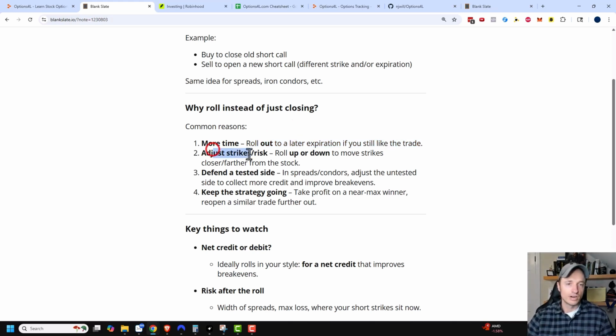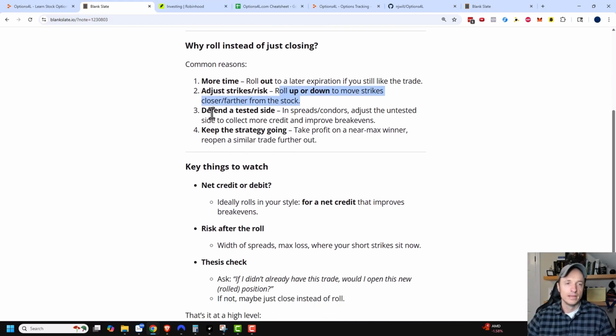It also lets you adjust the strikes and/or risk. You can roll up or down to move strikes closer or further from the stock. You can defend a tested side, so in spreads or iron condors, you adjust the untested side to collect more credit and improve break-evens. And again, there'll be another video on rolling multi-leg options. Another common reason is just to keep the strategy going. You take profit on a near max winner and reopen a similar trade just further out.